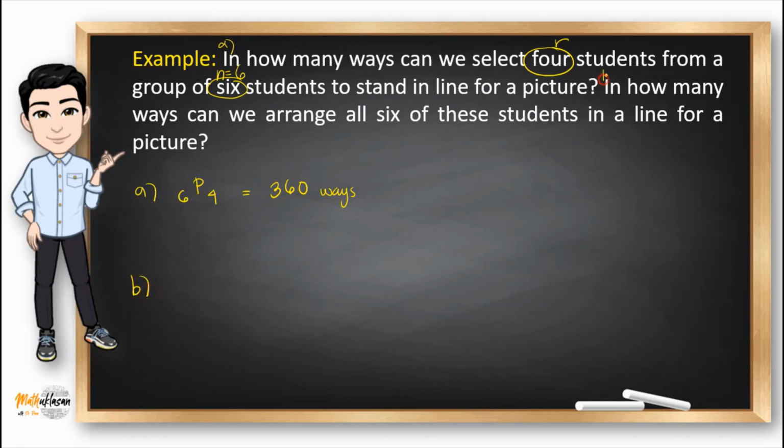Now for the second question, in how many ways can we arrange all 6 of these students in a line for a picture? Please don't get confused, because we just need to select all 6 from the choice of 6 students. So n here is equal to 6 and r is also equal to 6, because we need to choose those 6 students at the same time. So we have 6P6. By using the formula, we have 6 factorial divided by 6 minus 6 factorial, which is 6 factorial divided by 0 factorial. We know a while ago that 0 factorial is 1. So 6 factorial.